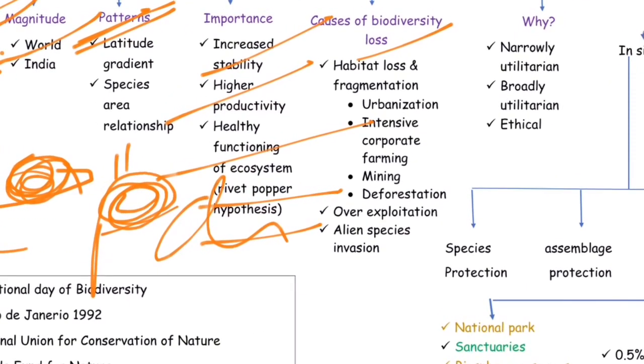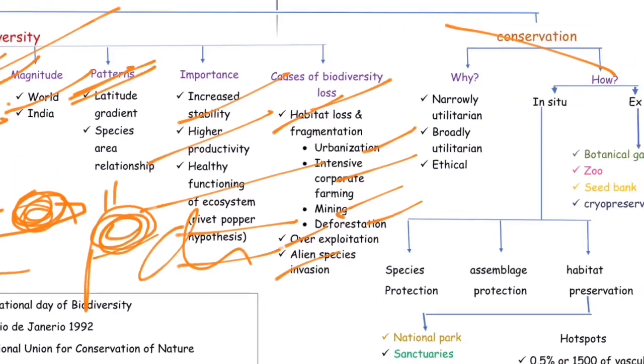Next, we started with causes of biodiversity loss. Why is biodiversity getting destroyed? It is mainly because of habitat loss and fragmentation. Why are we fragmenting the habitat? That is mainly because of urbanization, intense corporate farming, mining and deforestation. These are the main causes of habitat loss and fragmentation. Next we studied about overexploitation and alien species invasion.